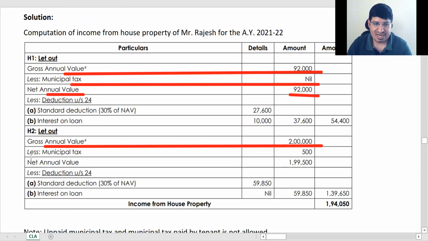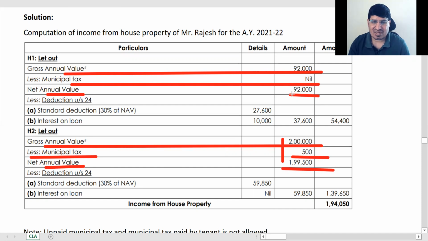And in the second case, municipal tax, half was paid by the tenants, half was allowed. 500 was allowed. 2 lakh minus 500 gives you 199,500 NAV. Okay, so far we have the NAV for both. Now next is standard deduction, straightforward.